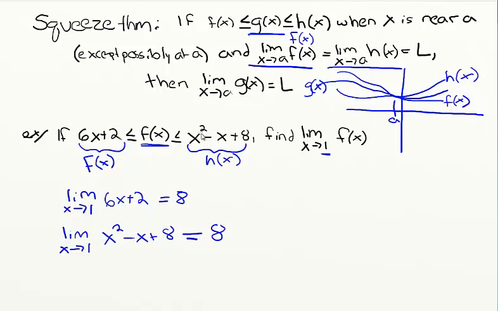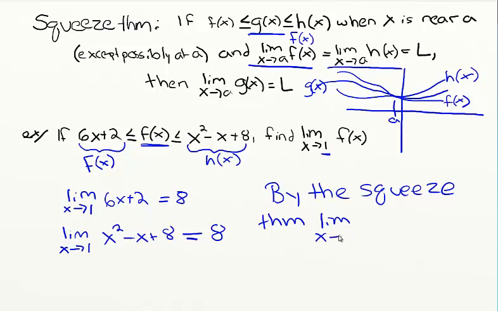So since these two functions, capital F of x and h of x, approach the same limit, then they squeeze the middle function, f of x, to force it to go to the same limit. So we have, by the squeeze theorem, that the limit as x approaches 1, in this case our a value, of f of x, which we don't really know what f of x is, but that doesn't matter, we know that its limit as x approaches 1 is going to be equal to 8.